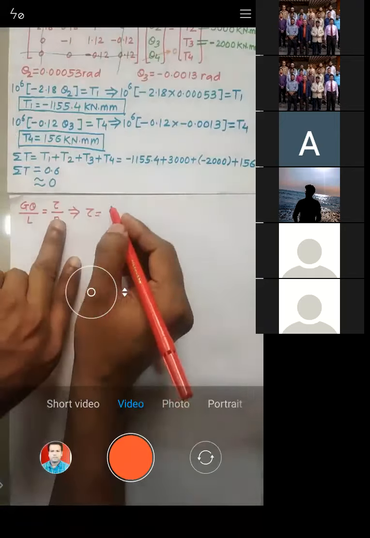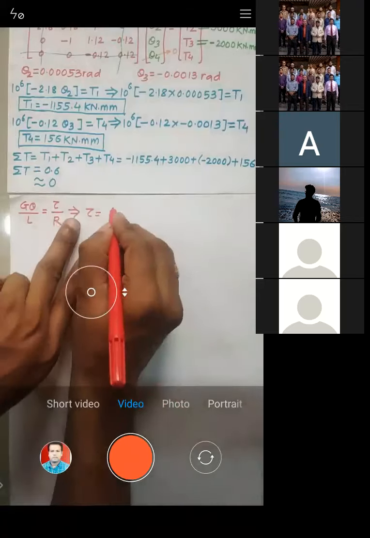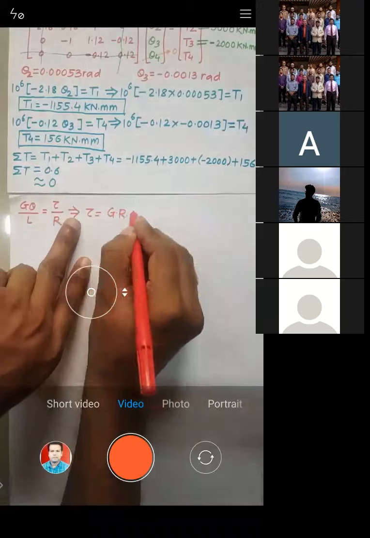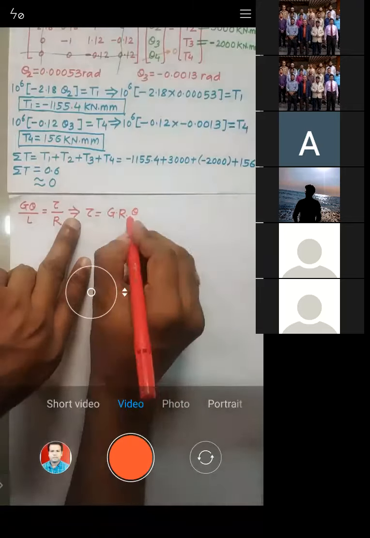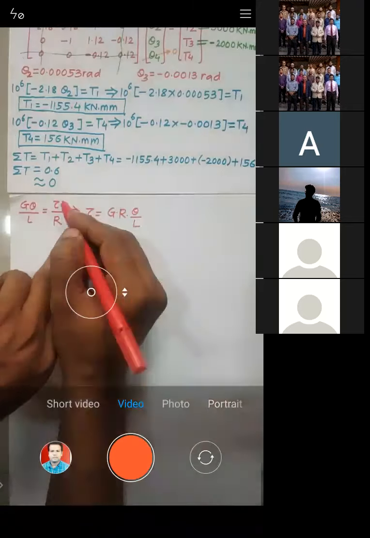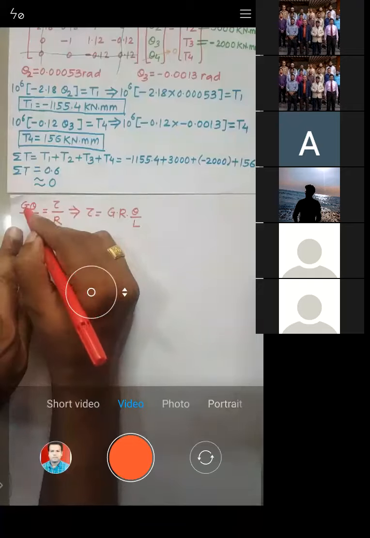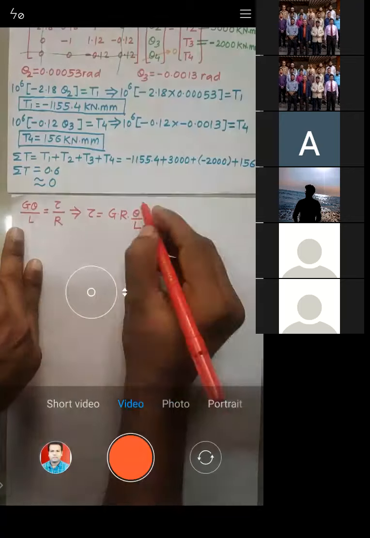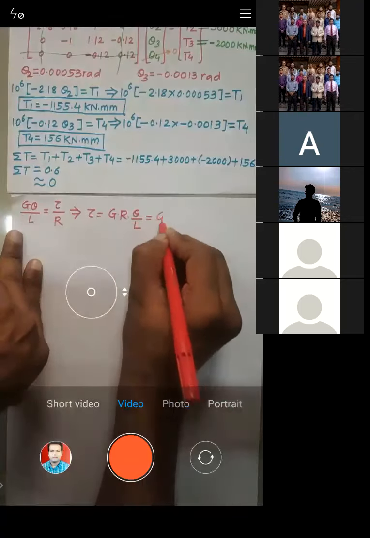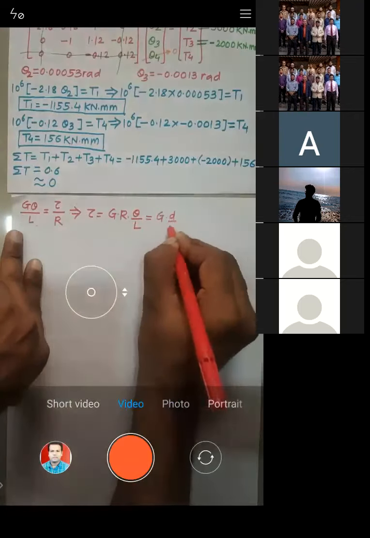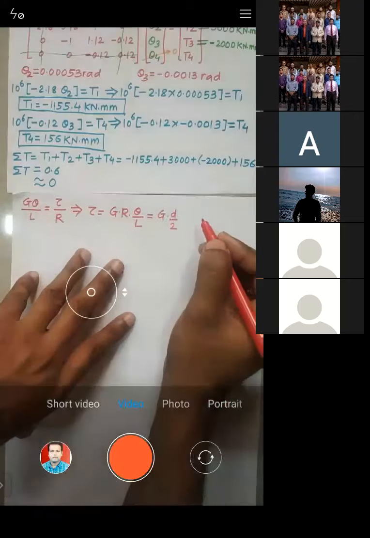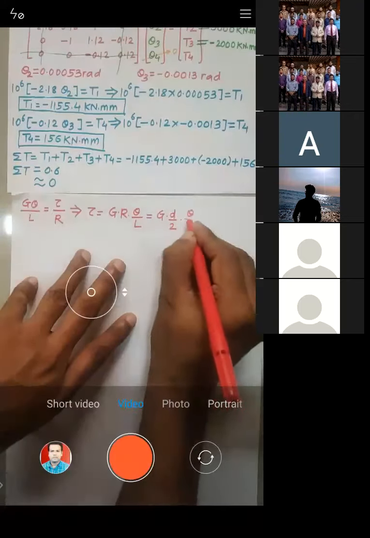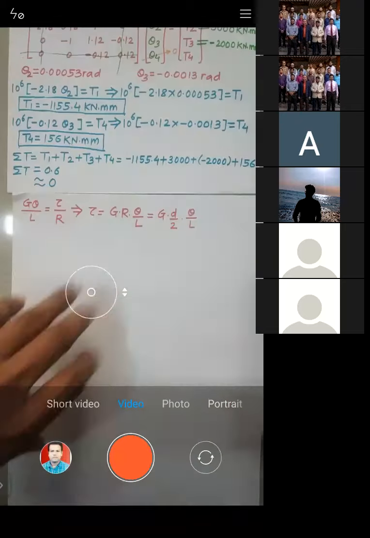Tau is equal to, I will write this as G into R into theta by L. Try to understand. If I need to get tau, it should be G into R into theta by L. Now, R is nothing but your diameter by 2. Radius is half the diameter. So that is what is written, into theta by L.